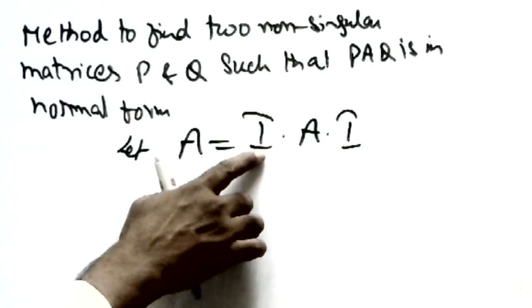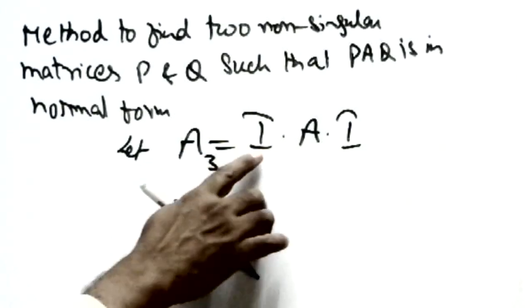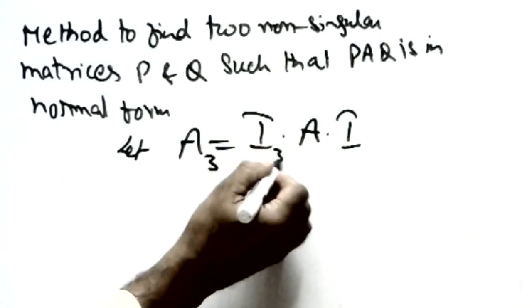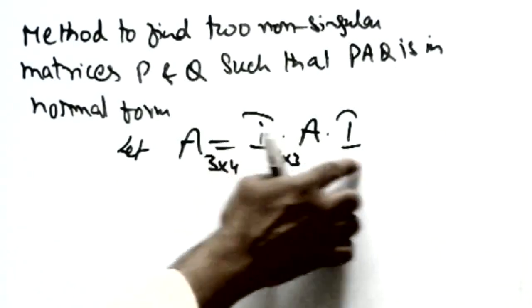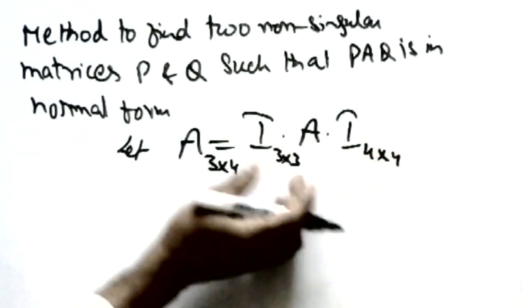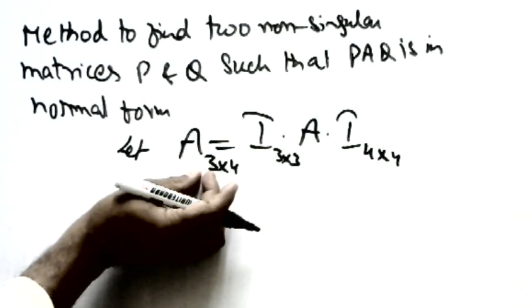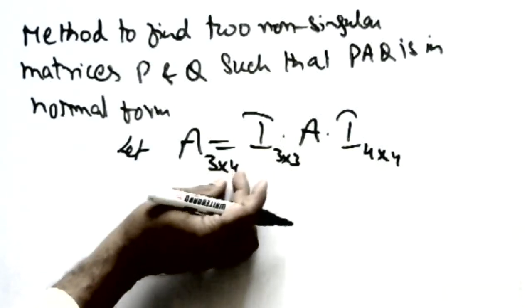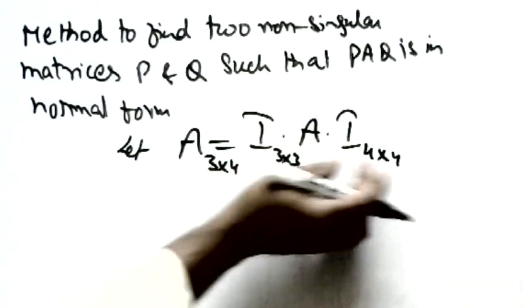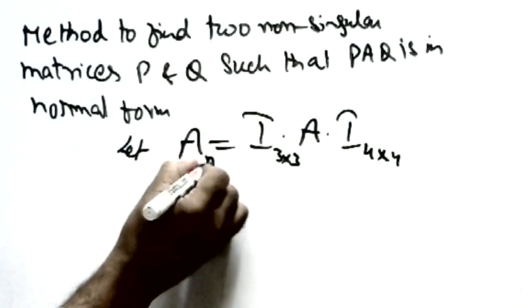The number of rows in this should be the identity matrix I. Suppose we are having 3 rows here, so you take 3 by 3. And suppose we are having 4 columns here, then you take 4 by 4. This identity should be according to the number of rows present in A, and this matrix should be according to the number of columns present in A. Okay, this should be 4 by 4, this should be 3 by 3.